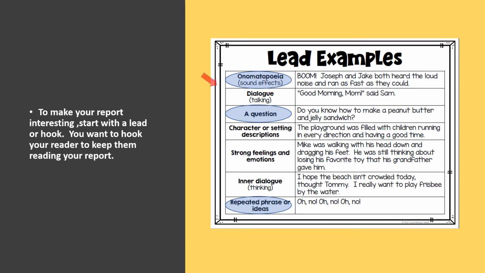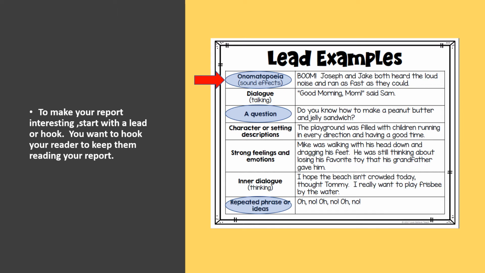Now let's take a look at the first one. It's a long word. It's called onomatopoeia. And onomatopoeia are sound effects. Sometimes when you look at those old Superman videos or movies or shows, they'll say zap, bang, boom. Zap, bang, or boom are onomatopoeia. It's a sound effect. Let's look at the sentence. Boom! Joseph and Jake both heard the loud noise and ran as fast as they could.